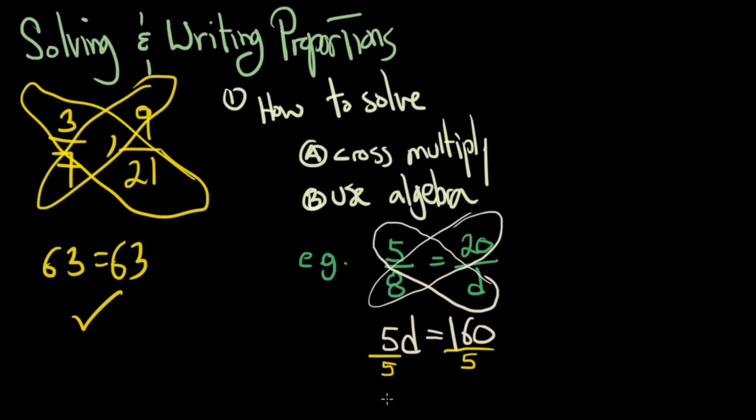So we divided both sides by 5, right? That's how we get the d all by itself. And then we got d is equal to 32. So there you go, easy peasy.